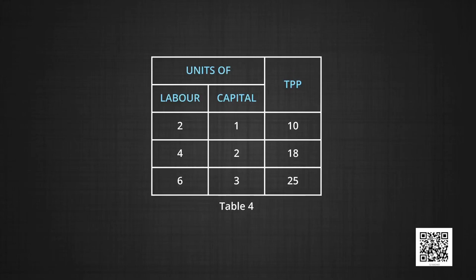What about the proportionate changes in inputs and outputs between the second and the third row of the table? What proportion have inputs increased by? And what proportion have output increased by? As you've probably worked out again, inputs have increased by 50% and output has increased only by 38.88%. So, we have an example of decreasing returns to scale.